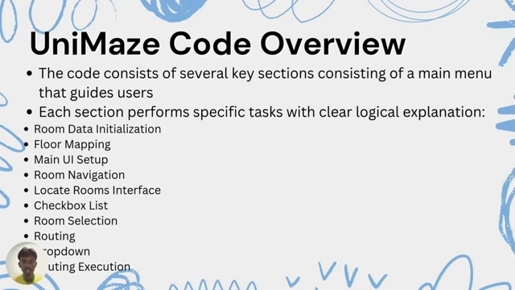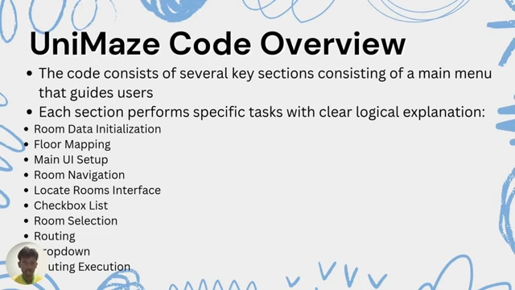Then the checkbox list, which basically updates the list of checkboxes based on what is typed or selected. It only shows rooms that match your search, floor, or category. Then the room selection, which adds a room to your selected list if you tick the box or removes it if you untick it. It keeps your list of chosen rooms updated.